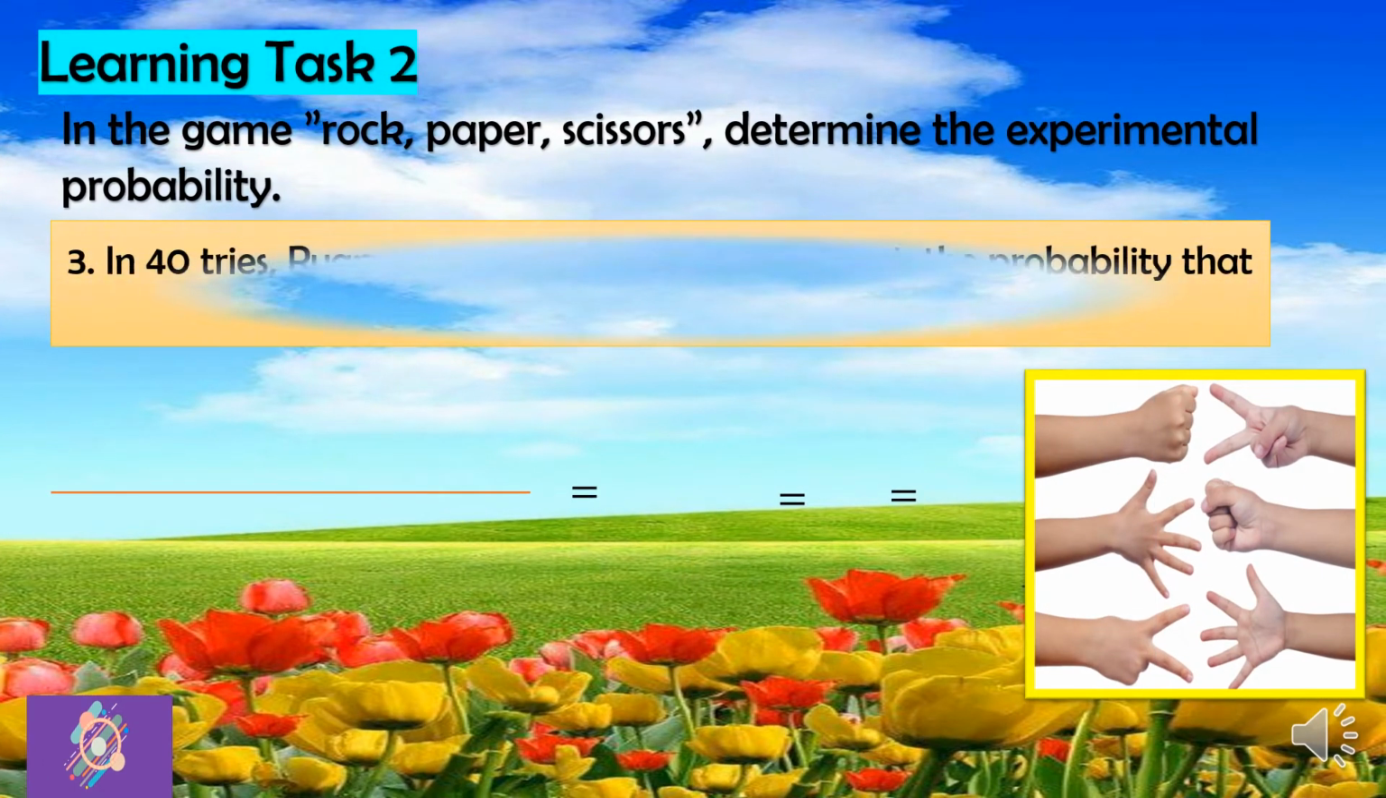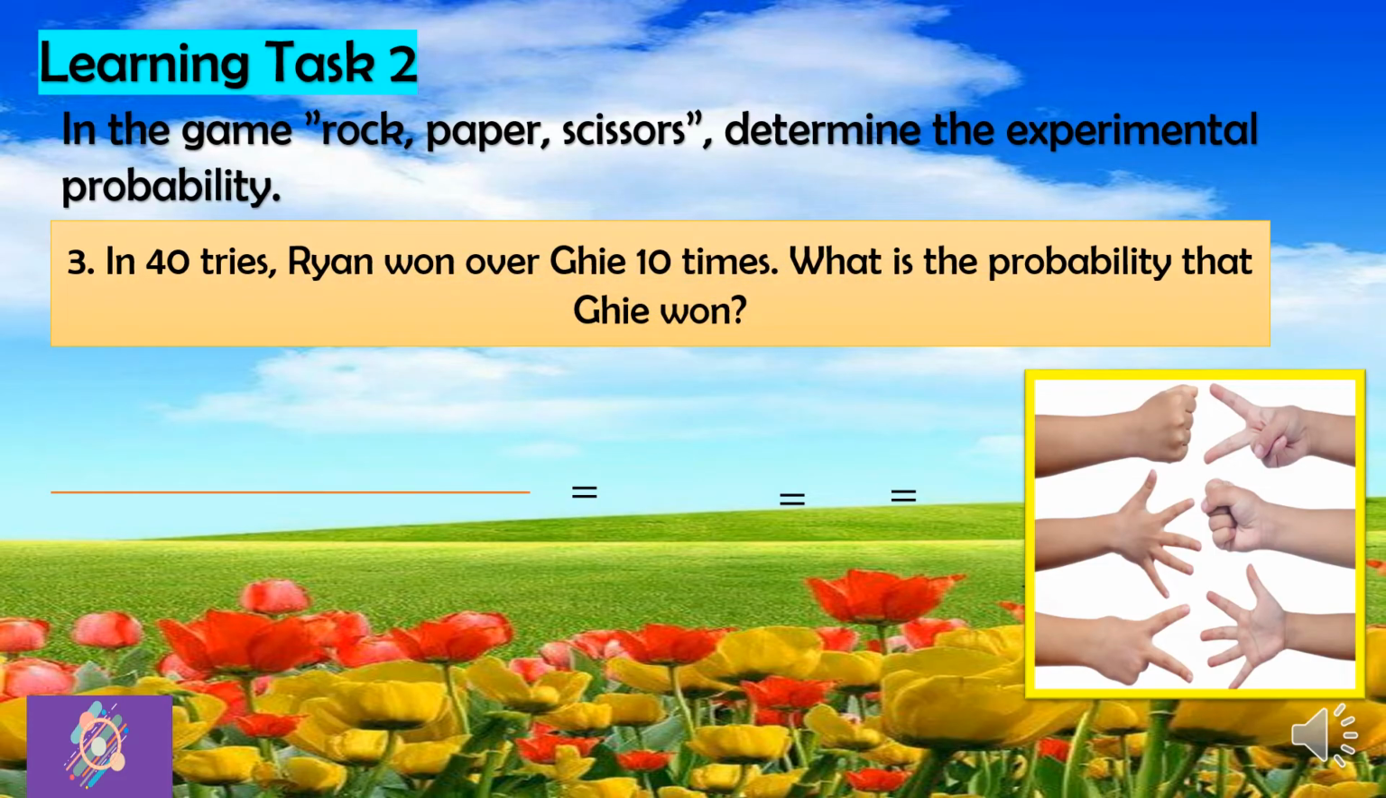Okay. So for number 3, in 40 tries, Ryan won over G 10 times. What is the probability that G won?